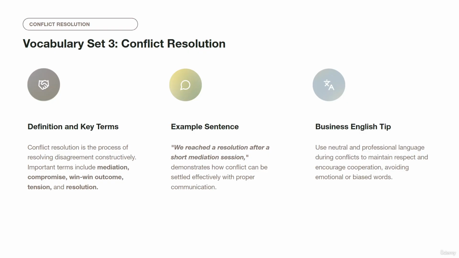If you're the person in charge of conflict resolution, you want to make sure that you're very professional and very neutral, and don't use emotive language in what is quite likely to be quite an emotional situation already.